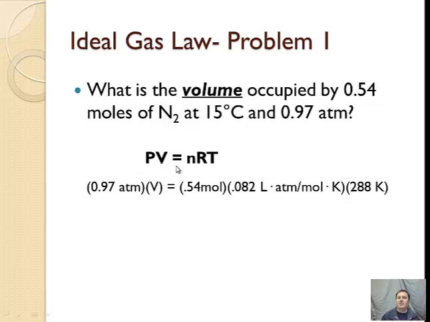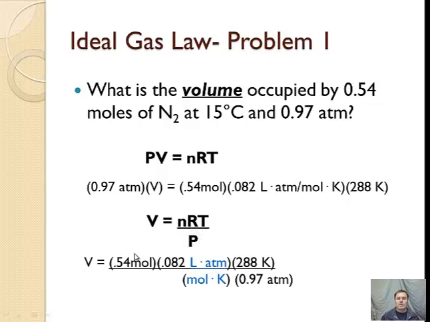Now if I want to get V by itself, I'm going to divide the right-hand side by P. So V equals nRT, number of moles times your gas constant times temperature, divided by P. So when I rewrite this out, here's my moles, 0.54, my R, 0.082 liters times atmosphere per, put on the bottom, moles per Kelvin. Okay, T is 288 Kelvin, and then P was given at 0.97. Notice when I do this, my Kelvins cancel out, my atmospheres, and then my moles cancel out, so I'm left with liters, and I get an answer of 13.19 liters.